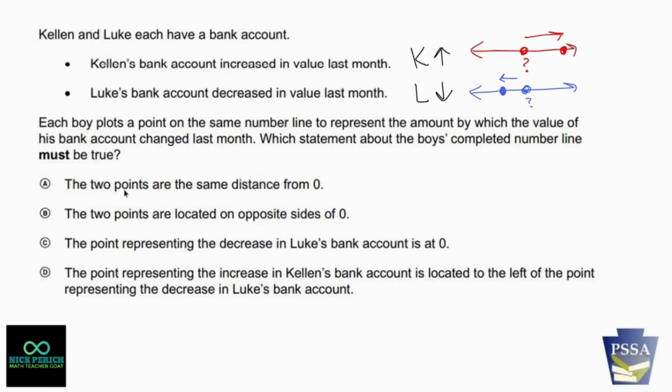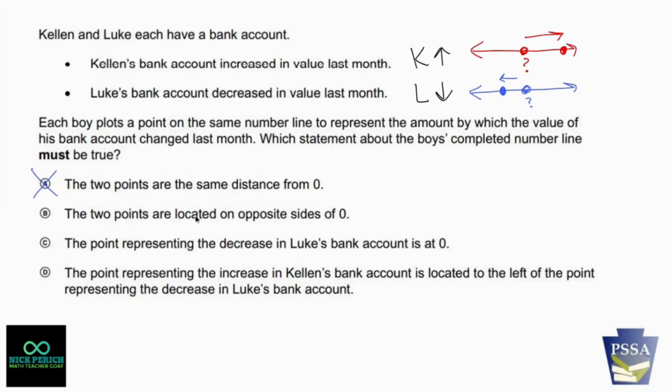Now, which must be true? The 2 points are the same distance from 0. So what we're saying is, all right, well, I don't know where 0 is. No clue. But all I know is this is saying if they're the same distance from 0, that Kellen gained the same amount that Luke lost. I don't know if that's true or not, so I can't pick that one.